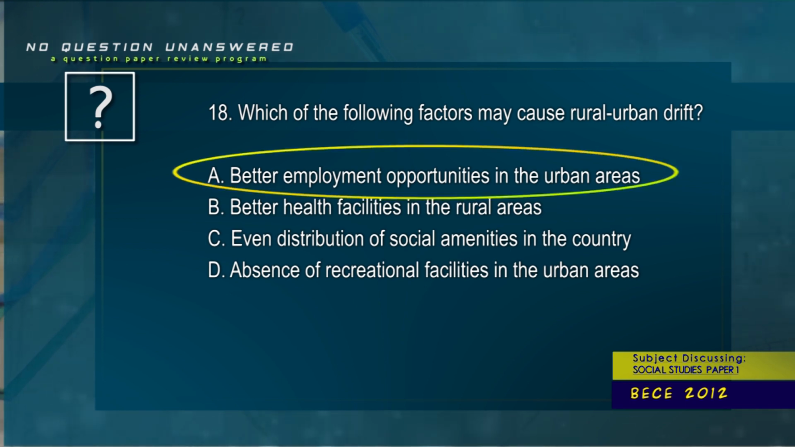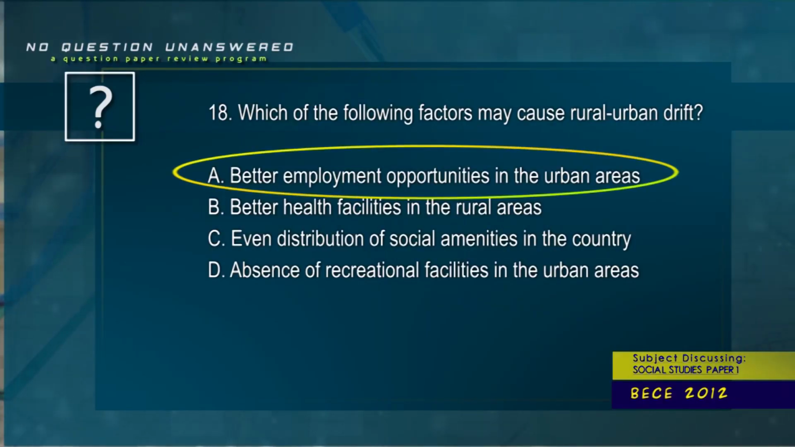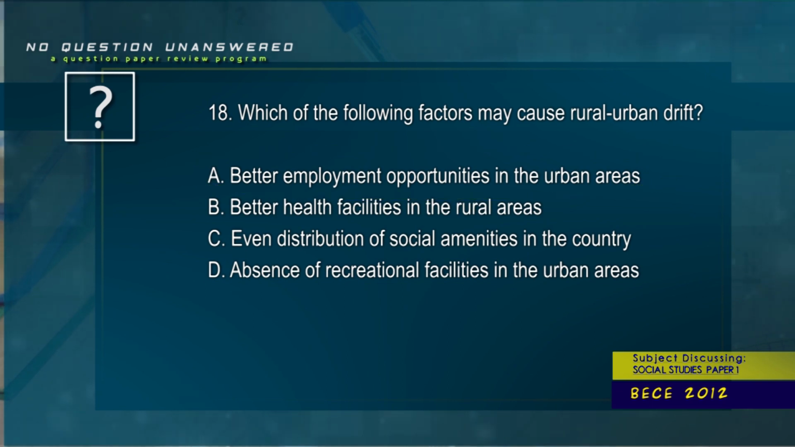Viewers, the correct answer is A. Better employment opportunities in the urban areas. Of course, people move from villages to the urban centers to look for jobs. So this is one of the causes of rural-urban migration. Therefore, the correct answer is A.